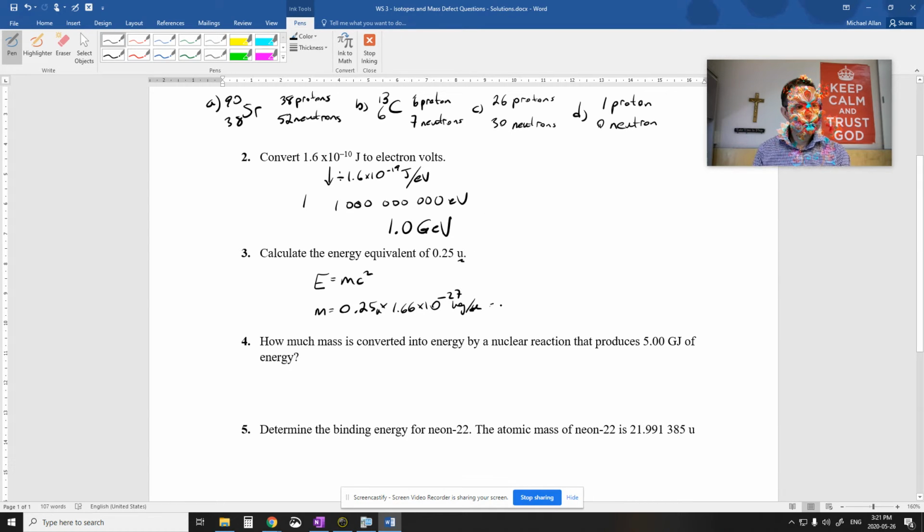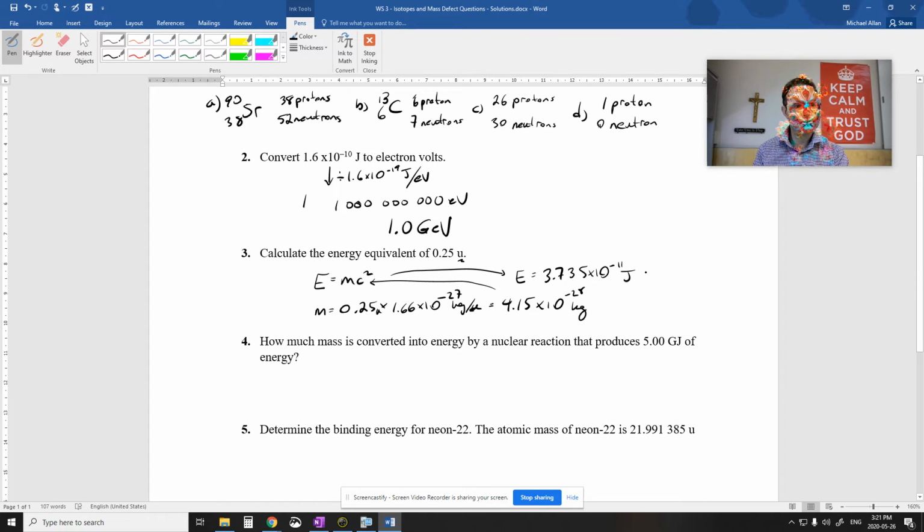Okay, so this ends up being 4.145 times 10 to the negative 28 kilograms. Then I'm going to put that into this formula. Like I said before in one of my lessons, I'm not going to bother writing that out. I'm just going to times it by the speed of light squared. So I'm going to get 3.735 times 10 to the negative 11 joules.